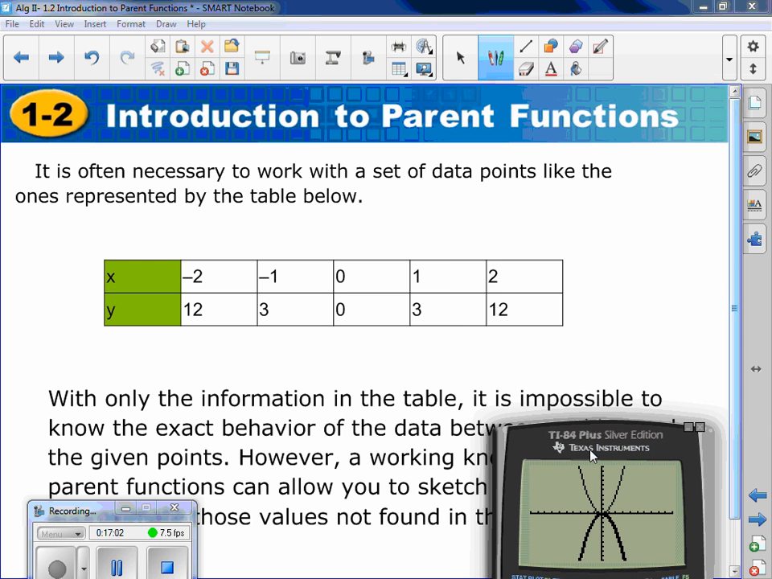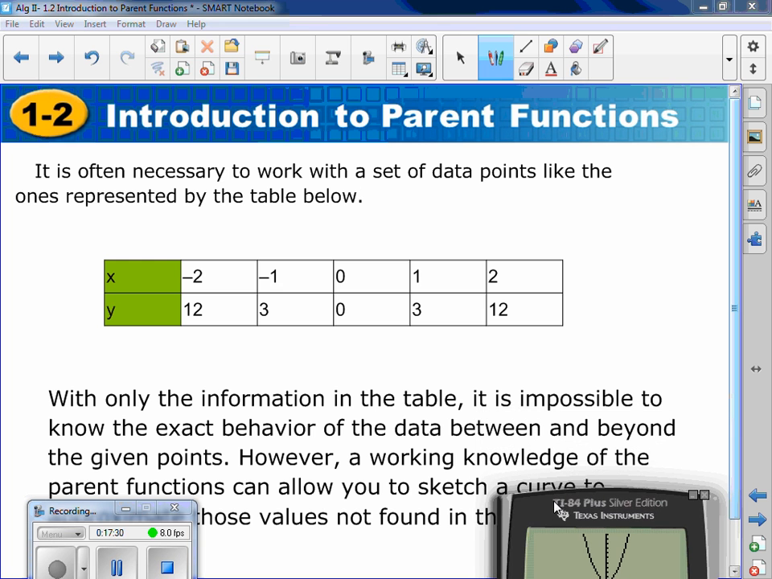Sometimes we don't have an actual function. Sometimes we're given a table. So I have a table with these points: negative 2, 12; negative 1, 3; 0, 0; 1, 3; and 2, 12. With only the information that's in the table, we can sort of figure out the behavior of the graph and see if we can find a parent function.